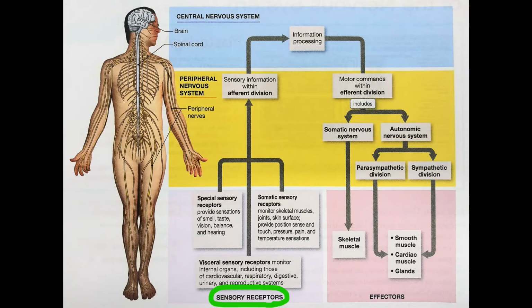Here are the sensory receptors. Here are the visceral sensory receptors, which come from your digestive organs, urinary, and reproductive organs. This is the special senses, like from the eye and ear. And then this one is the somatic sensory receptors, which come from the skeletal muscles or the joints. Okay?